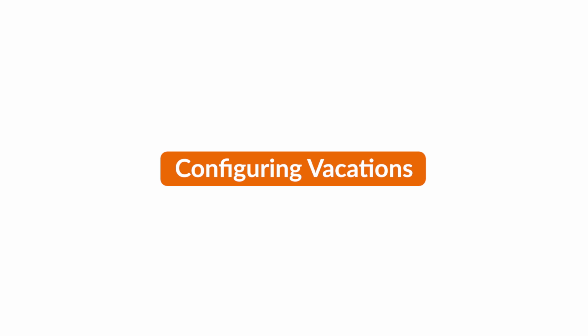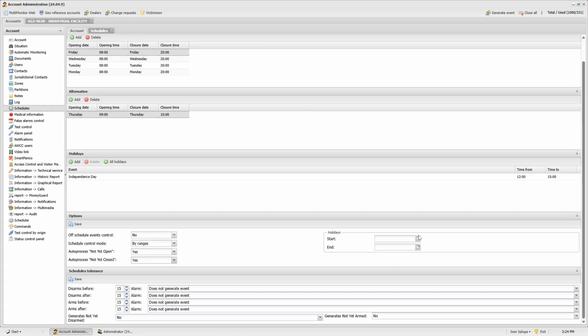You can also configure periods for vacations. For instance, if your business will be closed for the entire month of January, you can set the holiday period from January 1st to January 31st. This tells the system not to expect any events from the alarm panel during this period. If any opening or closing occurs during this time, an alert will be sent to the monitoring center.